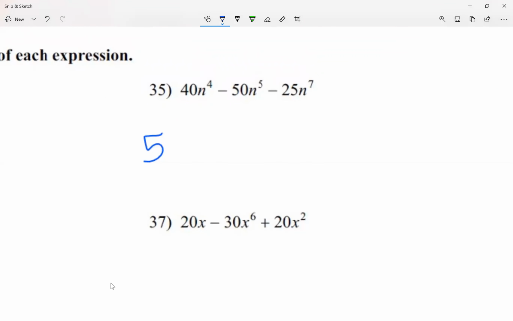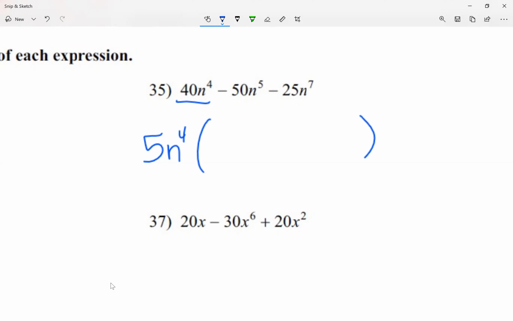Letter-wise, I'm going to divide everything by n to the 4th. Remember, I always use the smallest exponent. Notice how the smallest exponent is not always at the end. Okay. So again, let me open my parentheses. I'm going to do the distributive property backwards.